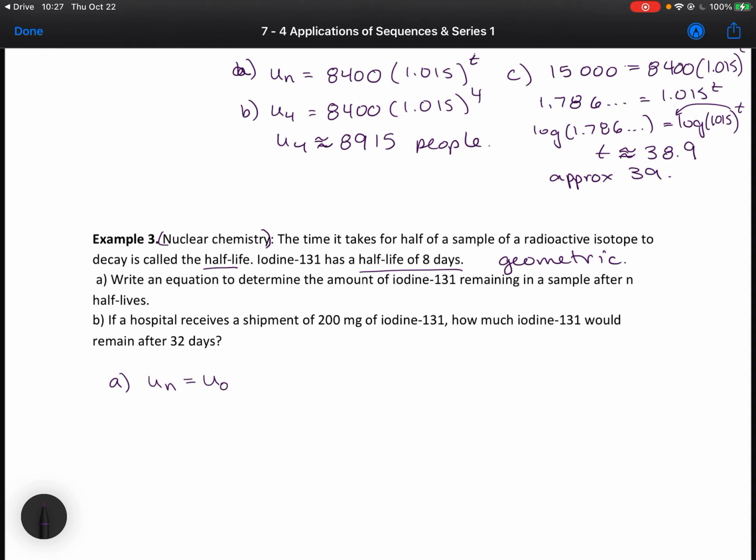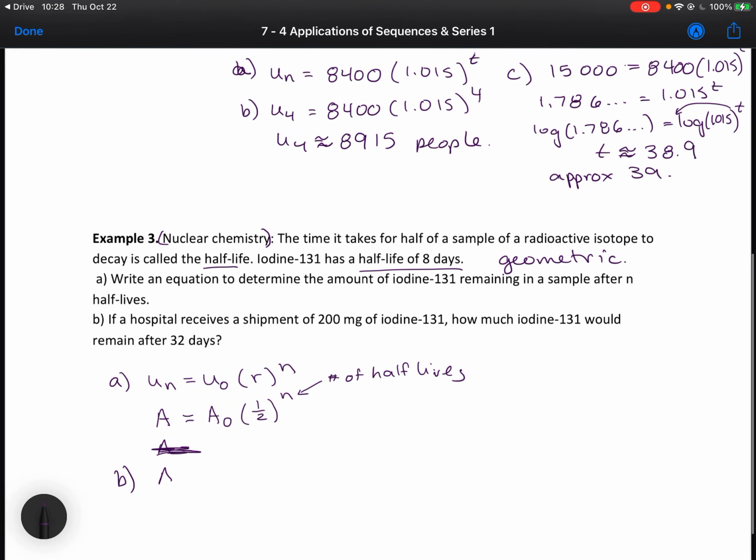And again, I'm going to use U naught here to represent our initial value. So on the left, that's going to be my amount of iodine, so I'm going to call that A. Here, this is going to be my initial amount of iodine, or A naught. My R value is going to be 1/2, because that's how much it decays by every half-life. And then n is just going to be the number of half-lives that have occurred. So that would be it for part A.